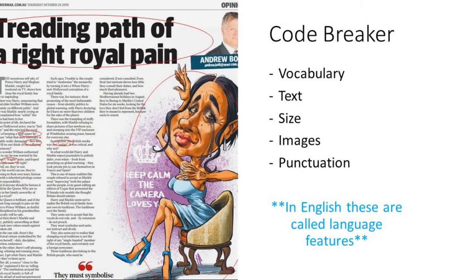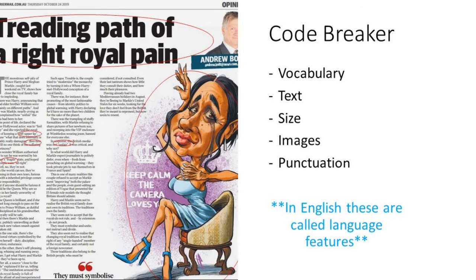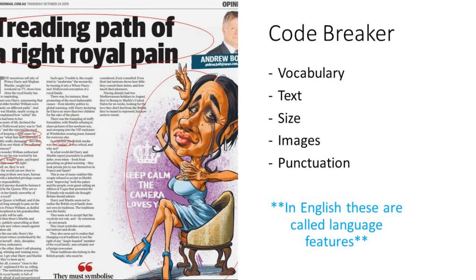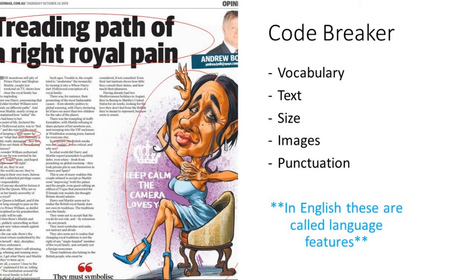Now, this feature of the article relates to 2 features of the codebreaker, text and size. As you can see, it's bold and it stands out, and the wording is a little bit confronting. Well, that's how I thought.